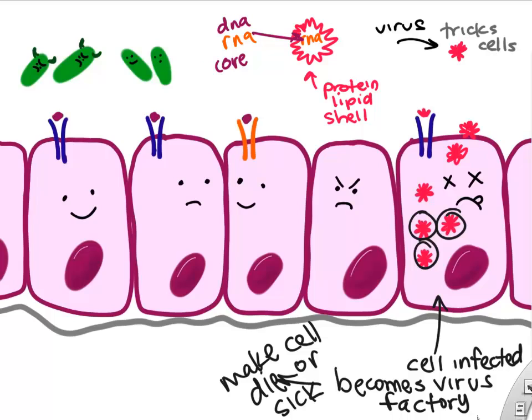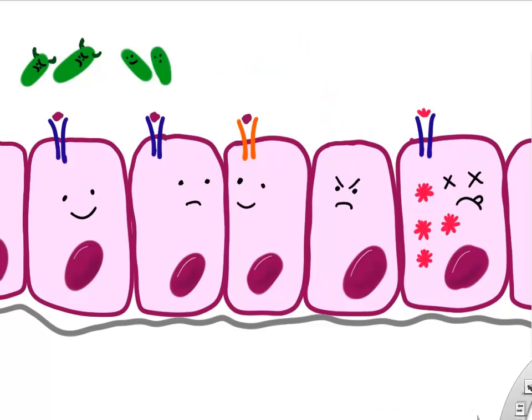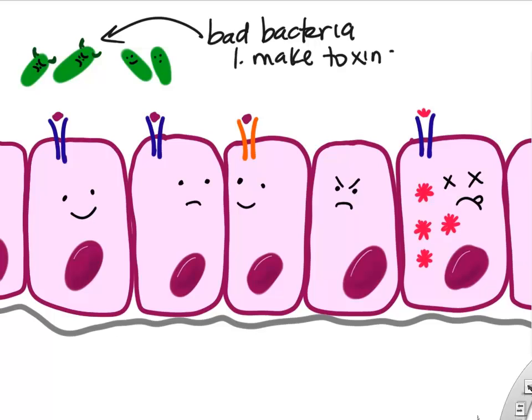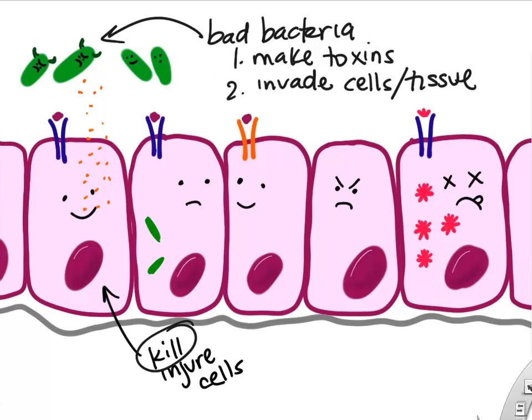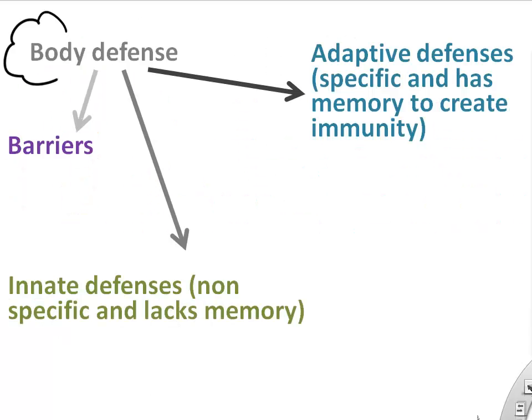This basically makes your cells sick, or sometimes can make your cells die. What about bacteria? Well, a bad bacteria can make toxins that can actually cause your cells to get sick or to die. So they basically injure your cells and tissues with toxins, and some bacteria can actually invade your cells and your tissue. Either way, it makes your cells sick and possibly kills them.